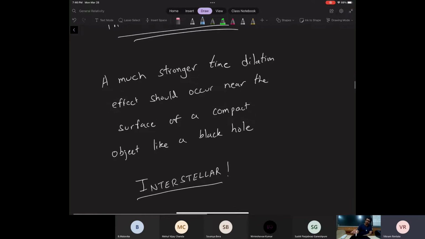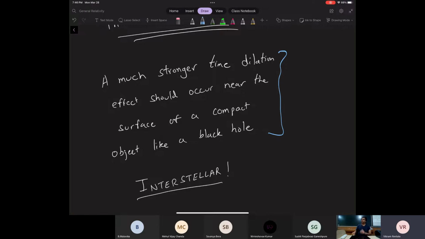Now, a much stronger time dilation effect should occur near the surface of a compact object like a black hole. GPS, of course, needs precision, and therefore you cannot tolerate even a small deviation. But if you want to really see an exaggerated effect of time dilation, you would have to go near the surface of a black hole. That is something that we have not done yet, but we've seen objects or radiation which comes out from near the surface of a black hole.